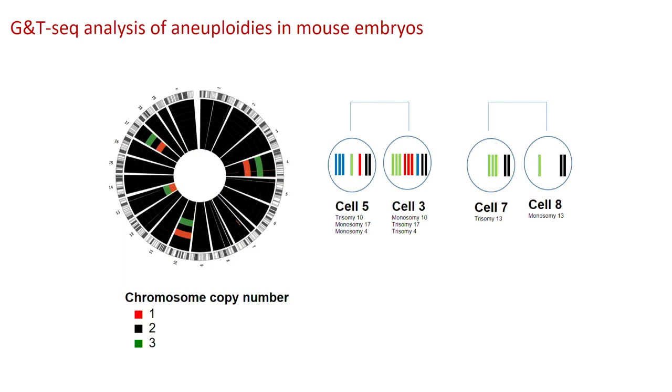Cell 3 and cell 5 had a relatively complex relationship in terms of how they inherited their chromosomes. So we have trisomy 10, monosomy 17, and monosomy 4 in cell 5, and then the reciprocal trisomies and monosomies in cell 3, its sister cell. And in cell 7 and cell 8, we have trisomy 13 and monosomy 13. So these are very likely events that happened during a single cell division, and the cells were sampled not long after that cell division.